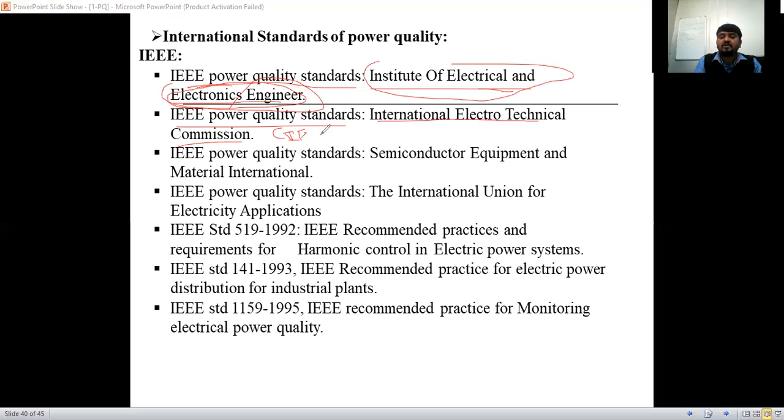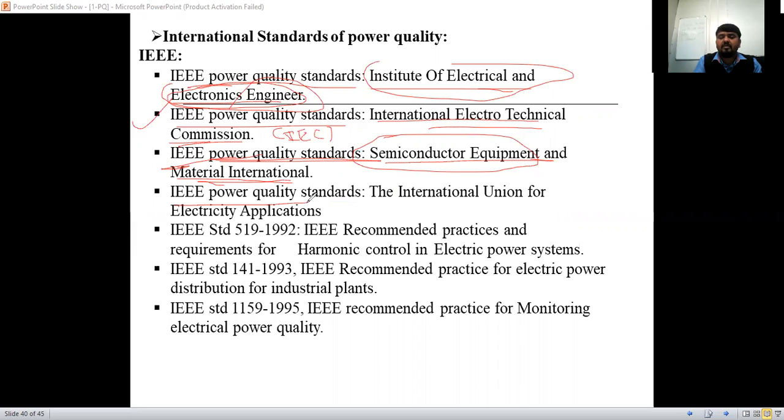The Electrotechnical Commission, that is called IEC standards. This one we are going to discuss in detail here, the International Electrotechnical Commission. The third one is the power quality standards for semiconductor equipment and materials, international. What semiconductor equipment we have to use, we should not use, and why we are not using, all of that they have mentioned in this one.